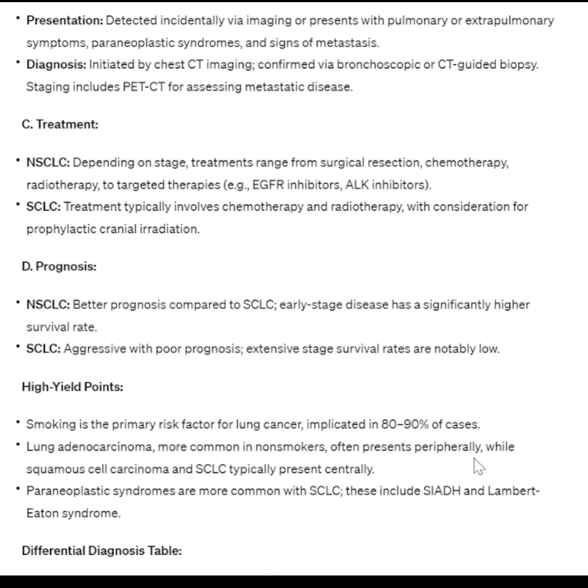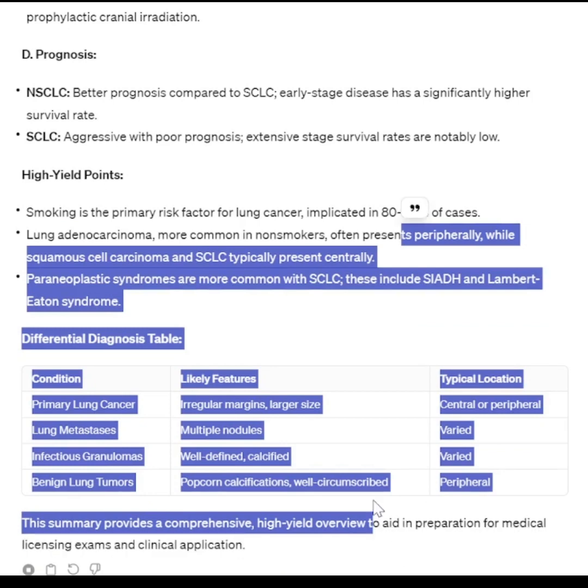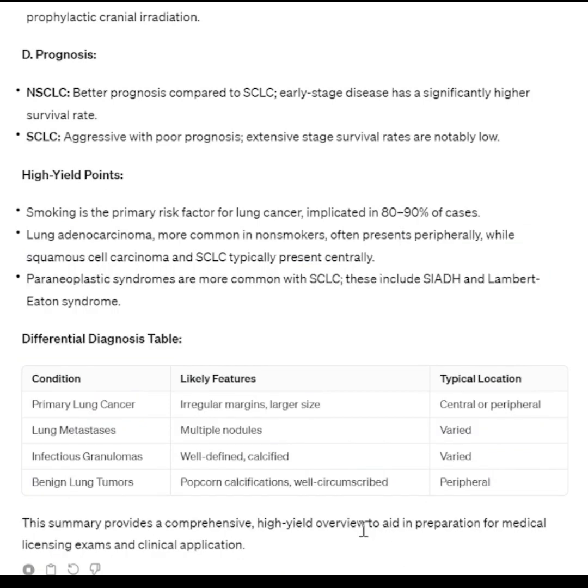Differential diagnosis table. Condition, likely features, typical location. Primary lung cancer: irregular margins, larger size, central or peripheral. Lung metastases: multiple nodules, varied. Infectious granulomas: well-defined, calcified, varied. Benign lung tumors: popcorn calcifications, well-circumscribed, peripheral. This summary provides a comprehensive, high-yield overview to aid in preparation for medical licensing exams and clinical application.